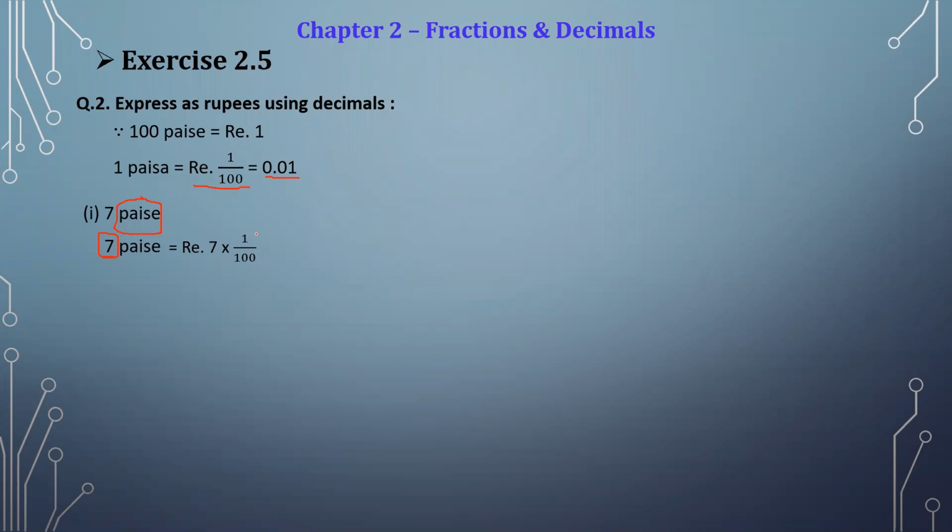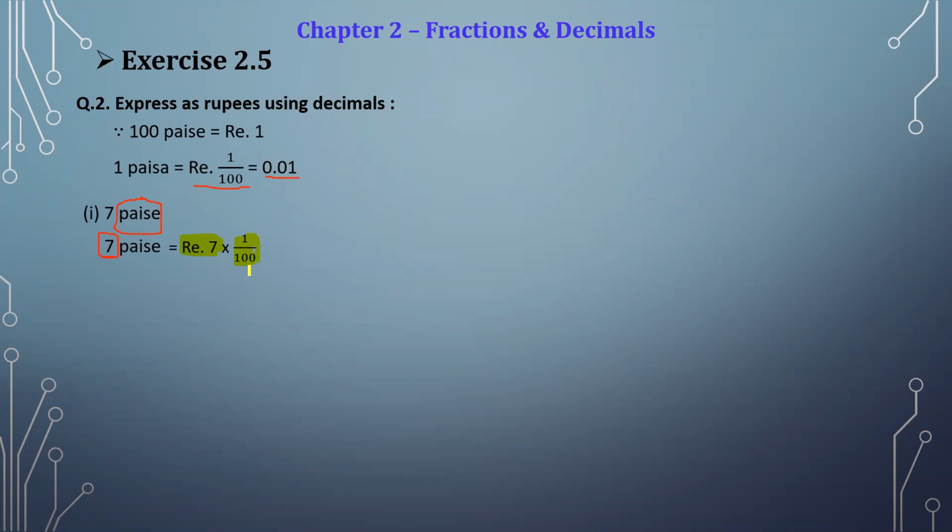converted into rupees. After removing the 7, 1 is the remainder. So that 1 paisa is converted into rupees like this, 1 upon 100. We have to multiply that value of 1 paisa by the whole number 7. So therefore we get Rs 7 into the value of 1 paisa, which is 1 upon 100.